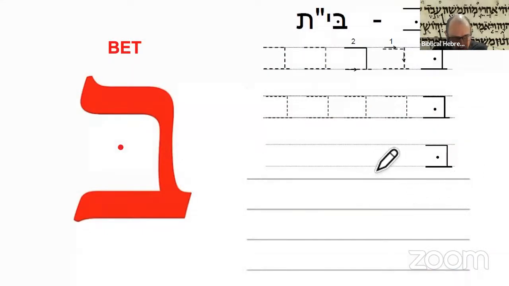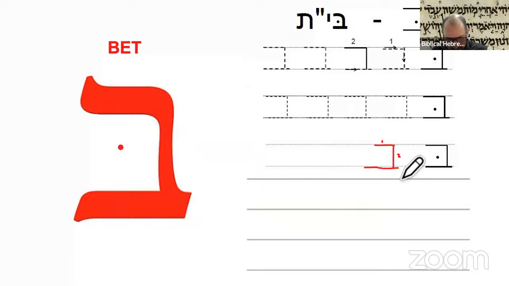Now let me show you how we write it. It's important also how to do it. Straight line at the top. This is number 1. Okay, first thing. Number 2, another straight line down. And number 3, you make a line from here. You see, it's always from right to left. Don't go left to right, right to left. It's important. And this is Bet.